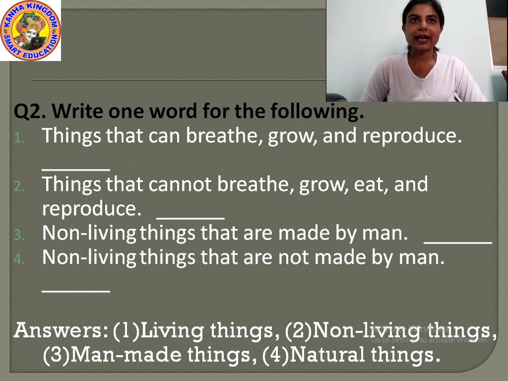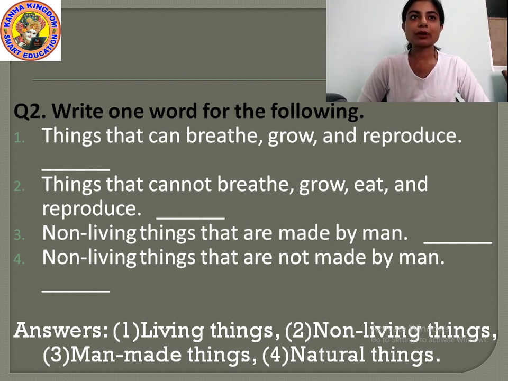Now students, our next question is, write one word for the following. Number 1, things that can breathe, grow and reproduce. That is living things. L-I-V-I-N-G-T-H-I-N-G-S. The answer is living things.